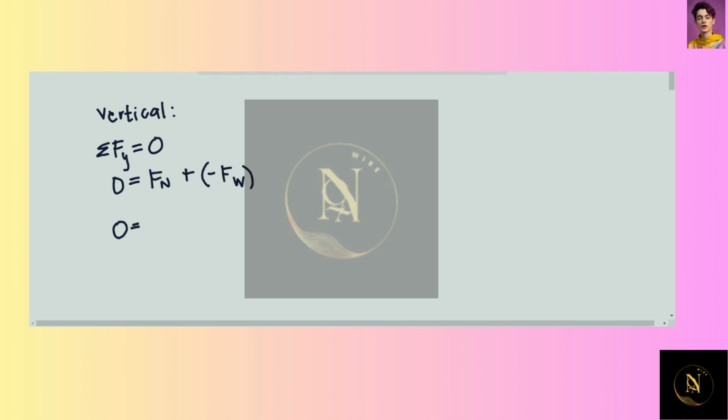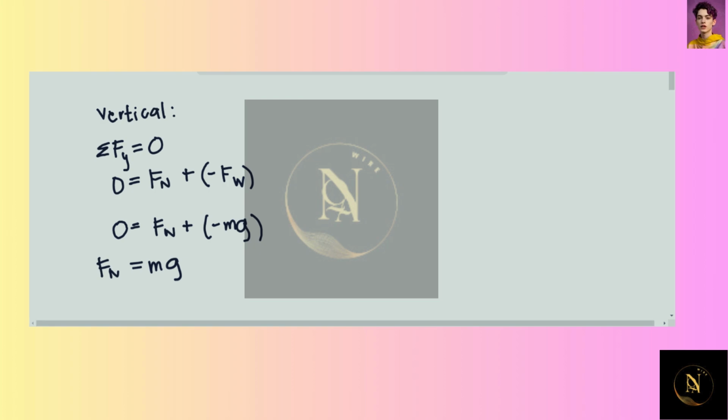The formula for weight is the product of the mass of the body and the acceleration due to gravity. As such, the equation becomes like this. Simplifying, the normal force equals the product of mass times the acceleration due to gravity.